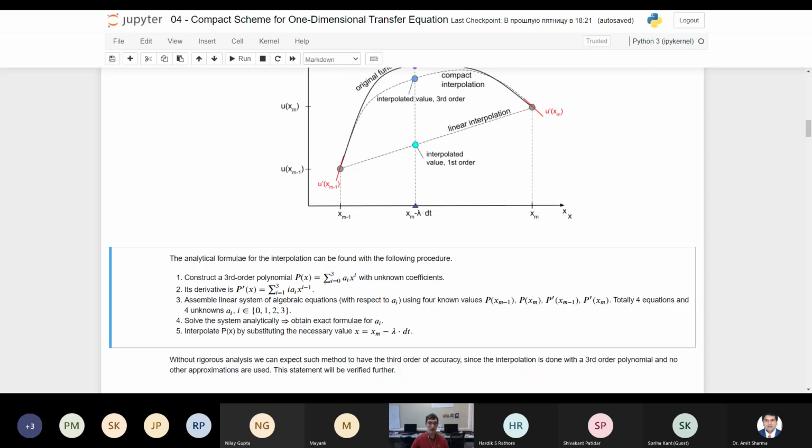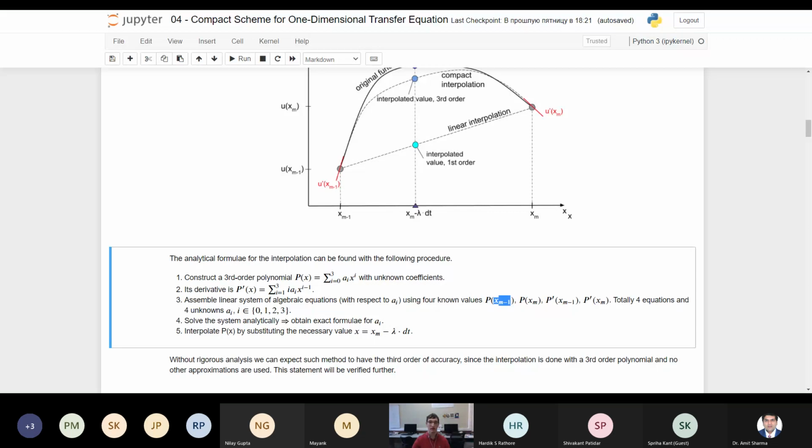Knowing this, we can actually calculate the derivative, also depending on the parameters a with subscript i. And then, knowing 4 values of the polynomial itself and its derivative, we can obtain a system of 4 equations. So basically, we substitute the argument into this formula.